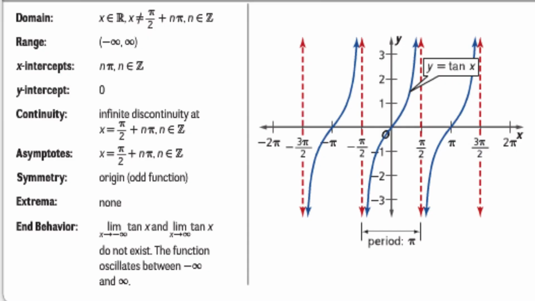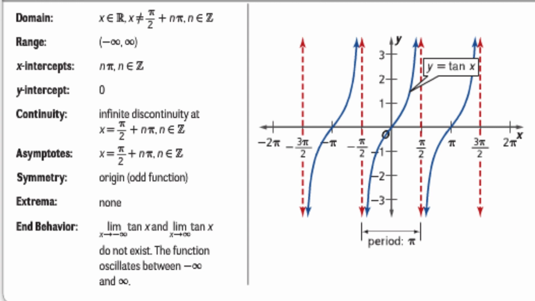Now let us see the remaining properties of tangent function. Before this we have learned the properties about domain, range, x-intercept and y-intercept. Now let us see the continuity. This function y equal to tan x has infinite discontinuities at x equal to pi by 2 plus n pi, where n belongs to integer. It means it is discontinuous at the odd integral multiples of pi by 2.